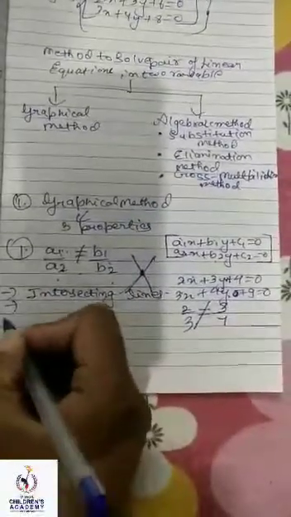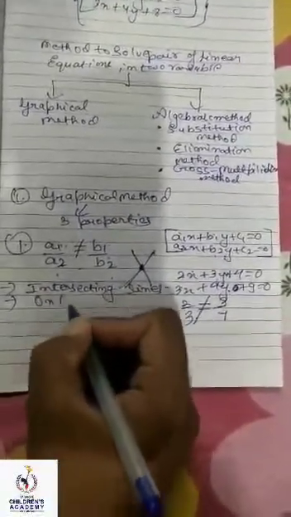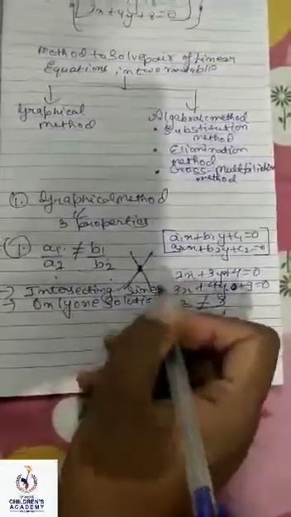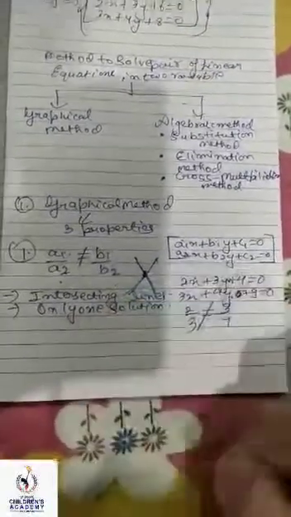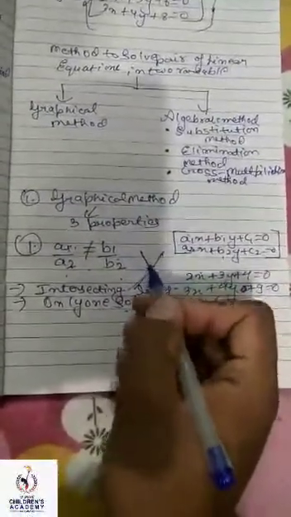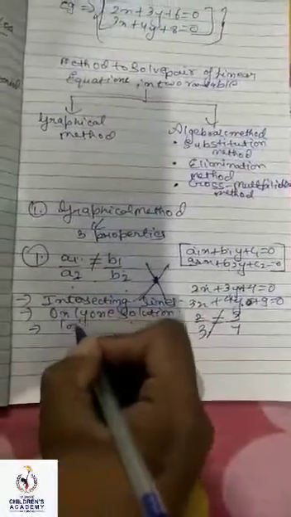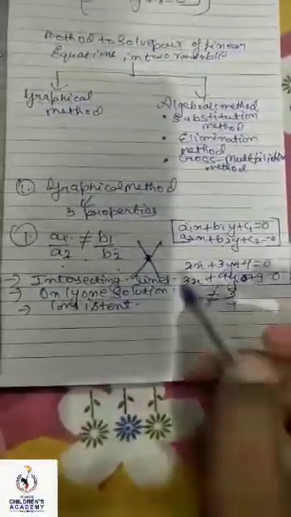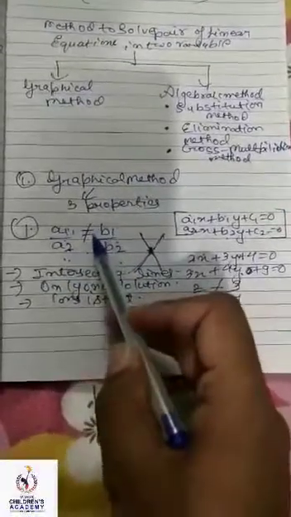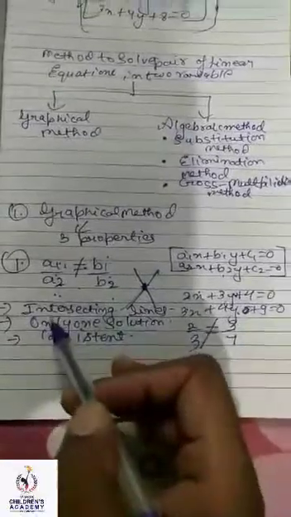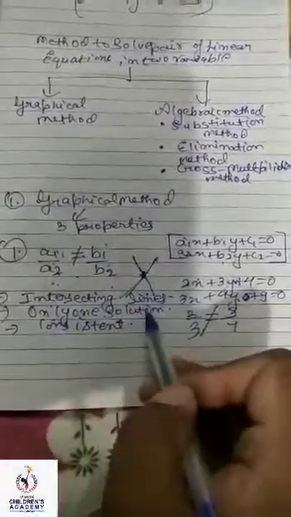And only one solution is there because it is intersecting at one point. If it is intersecting at one point, it will give only one solution, and if you get any solution, it means the lines are consistent. So the first property is a1 upon a2 is not equal to b1 upon b2, intersecting lines, only one solution, consistent.